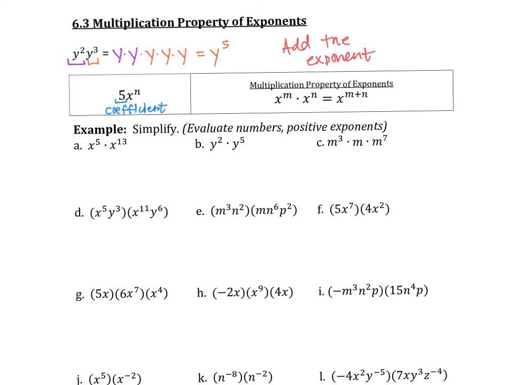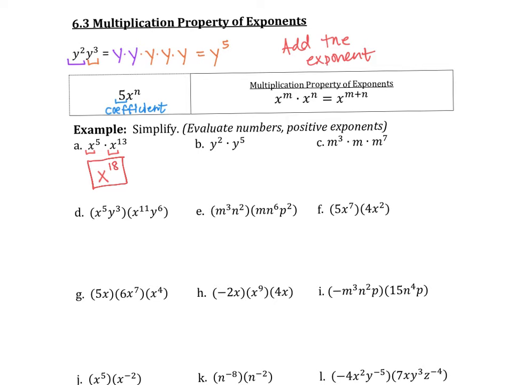Okay, so let me go ahead and look at the first one. A says x to the fifth times x to the 13th. They both have a base of x, and I'm multiplying them. Because they both have a base of x, I can add the exponents. This is 5, 13, 5 plus 13 is 18. Remember, this is a shortcut to writing out x to the fifth, x to the 13th, and then counting up all my x's at the end.